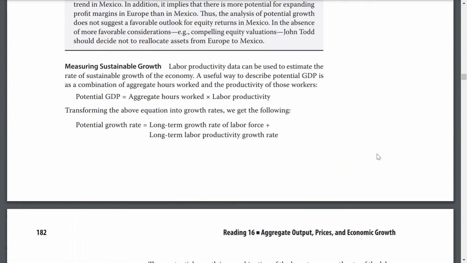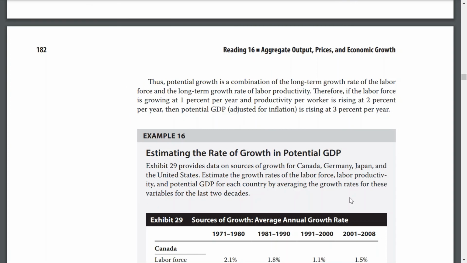Measuring sustainable growth. Labor productivity data can be used to estimate the rate of sustainable growth of an economy. A useful way to describe potential GDP is as a combination of aggregate hours worked and the productivity of these workers. So here's the function. Thus, potential growth is a combination of the long-term growth rate of the labor force and the long-term growth rate of labor productivity. Therefore, if the labor force is growing at 1% per year and productivity per worker is rising at 2% per year, then potential GDP adjusted for inflation is rising at 3% per year.